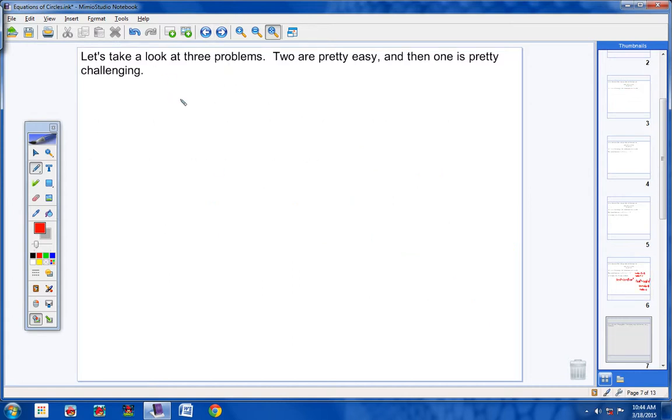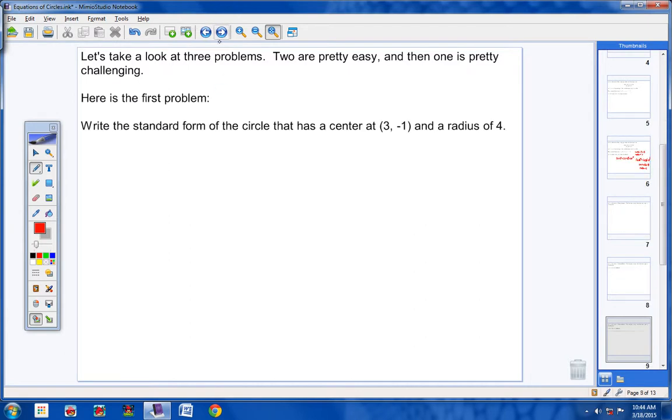Now, let's take a look at 3 problems. 2 are pretty easy, and then 1 is pretty challenging. In fact, the 1 is very, very challenging. Okay, let's go quickly through the first 2 problems. Here's the first problem. Please copy this down. I'll wait about 30 seconds while you copy this down. Write the standard form of the circle that has a center at 3, -1, and a radius of 4.